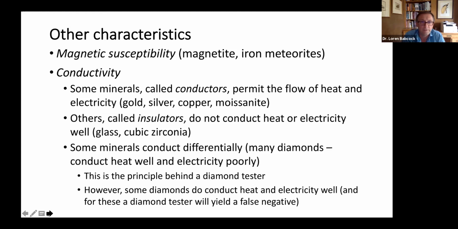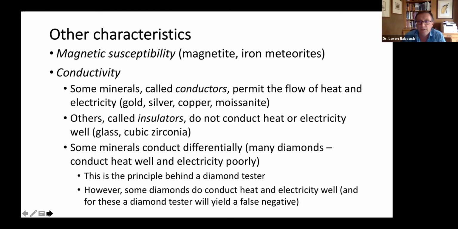The idea here is that some minerals like gold and silver and copper are good conductors. That is to say, they permit the flow of heat and electricity through the minerals. But others like glass or cubic zirconia don't conduct heat or electricity very well, and they're called insulators. We can actually use an instrument called a diamond tester, or just a conductivity meter, that tests for heat conductivity and electrical conductivity.